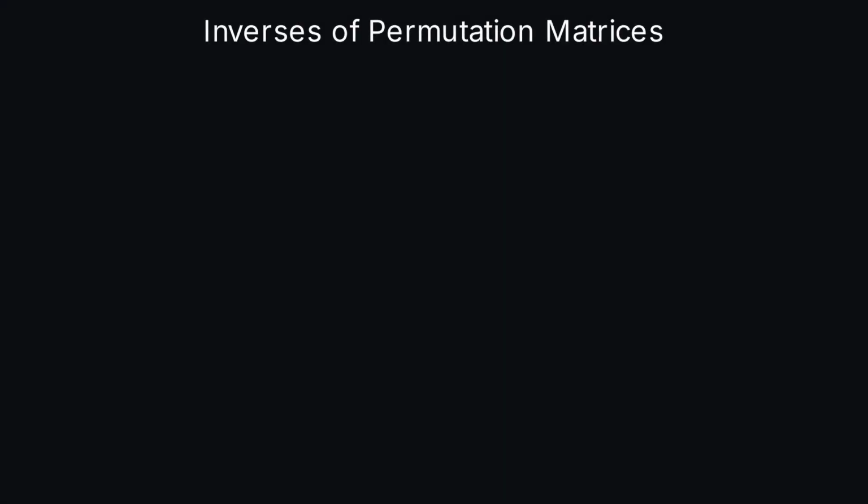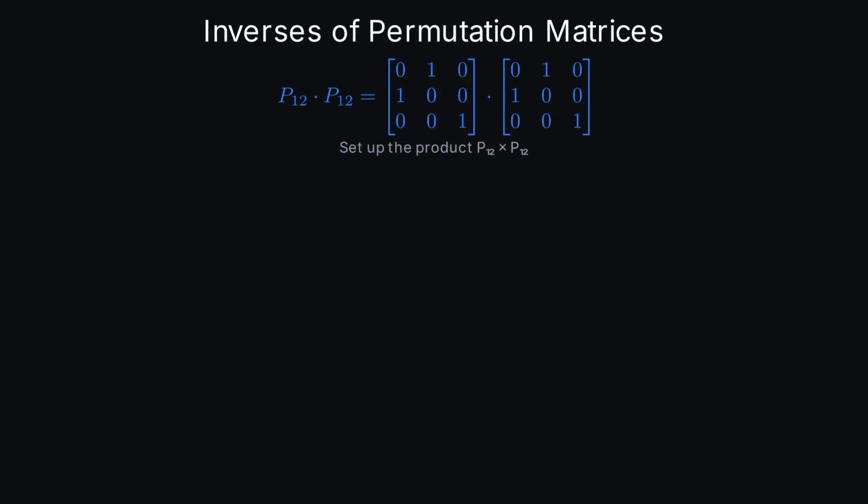We've seen the full family of permutation matrices. Now let's explore their inverses. Take P12 and multiply by itself. P12 is the matrix with rows 0, 1, 0, then 1, 0, 0, then 0, 0, 1. We write P12 times P12. Row 1 of the left P is 0, 1, 0. Dot this with column 1 of the right P, which is 0, 1, 0.